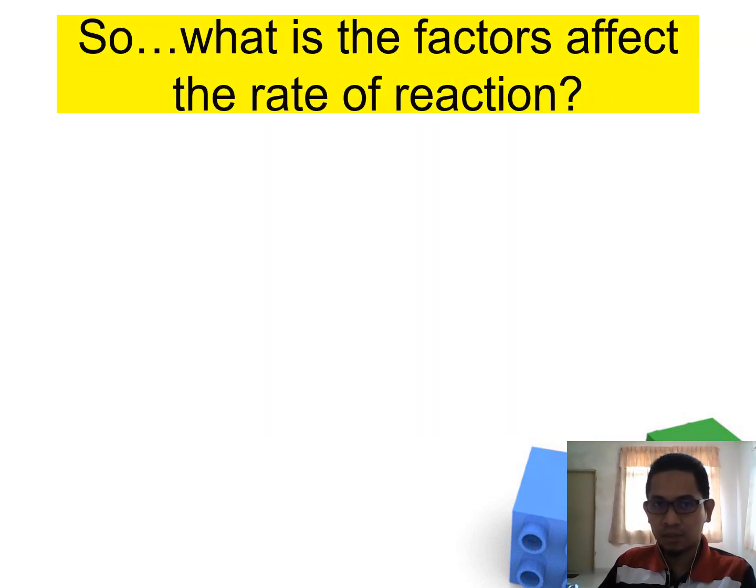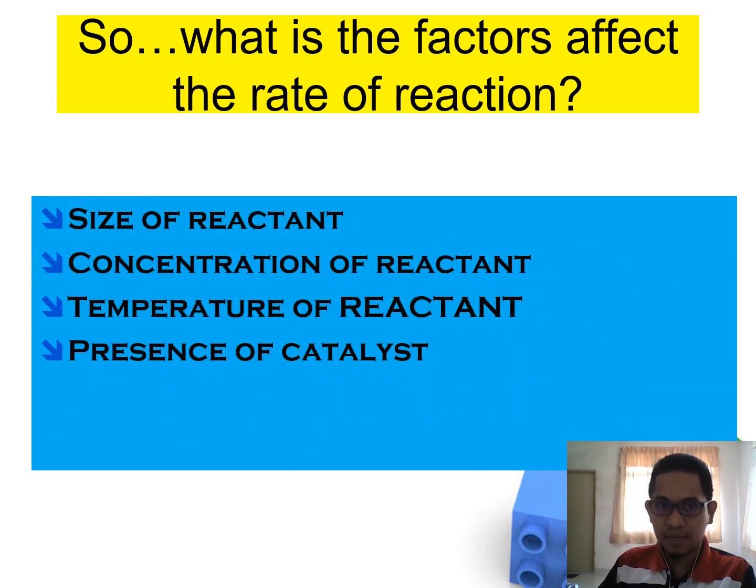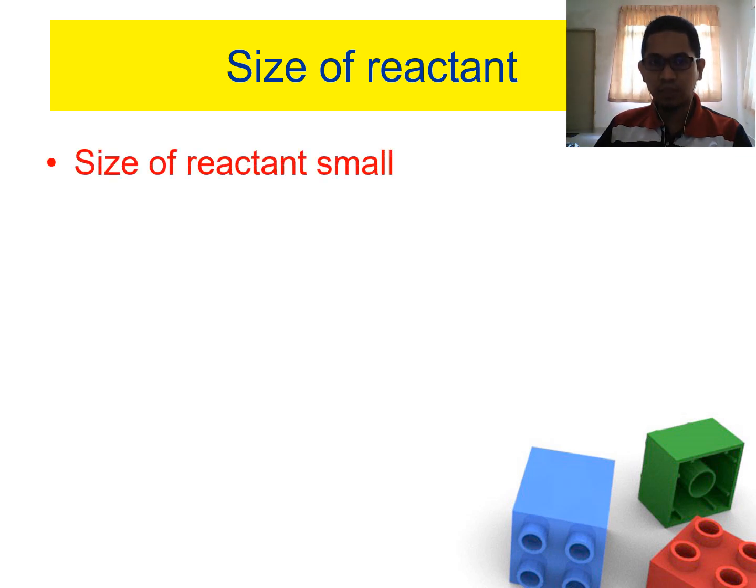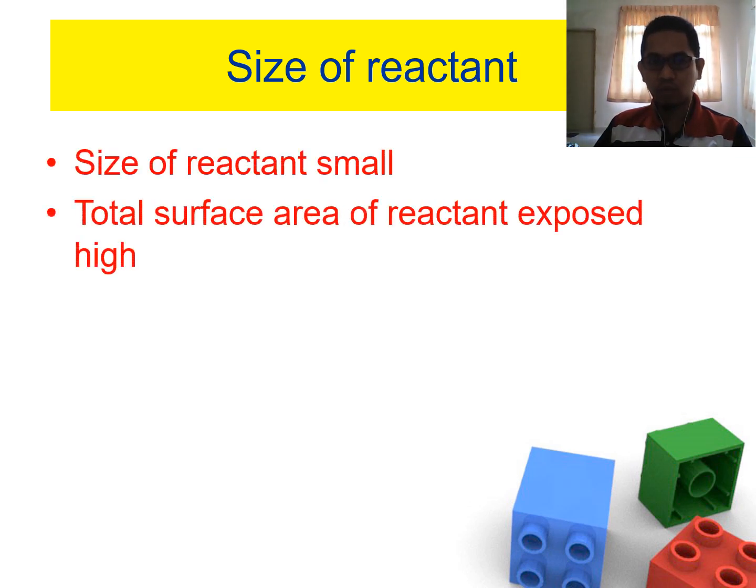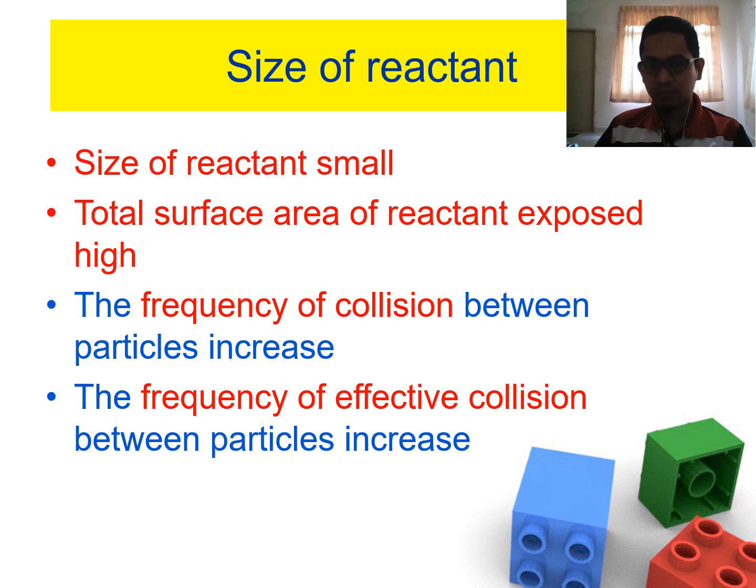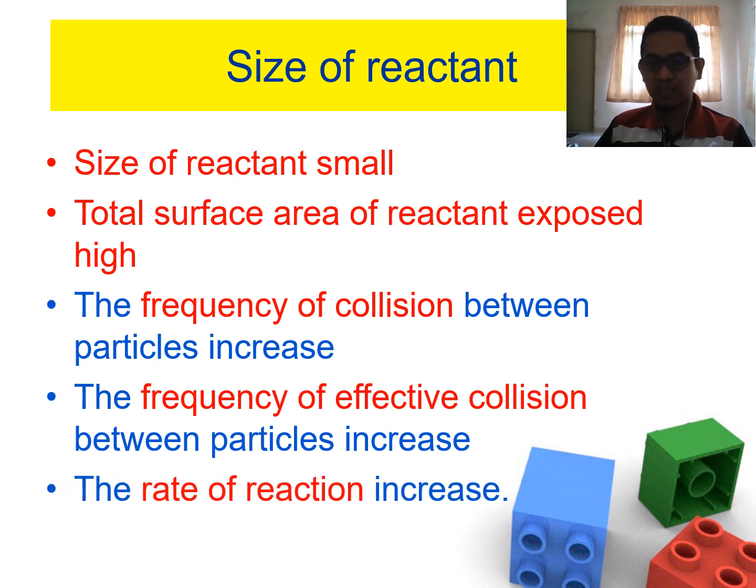What are the factors affecting the rate of reaction? There are four factors: size, concentration, temperature, and catalyst. Size of reactant. When the size of reactant is small, the total surface area of reactant exposed is high. The frequency of collision between particles increases. The frequency of effective collision between particles increases. So, the rate of reaction increases.